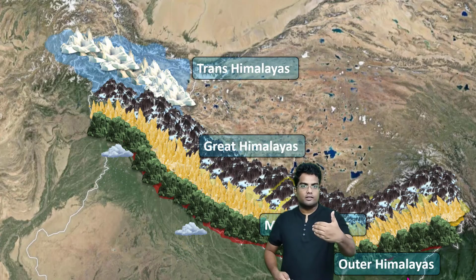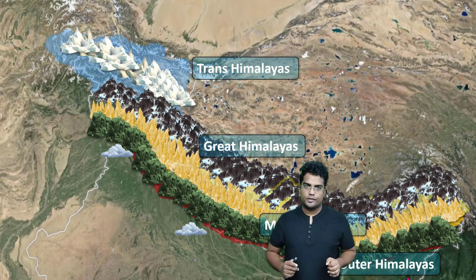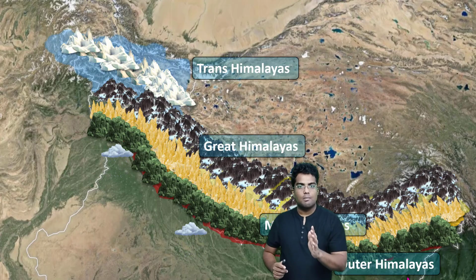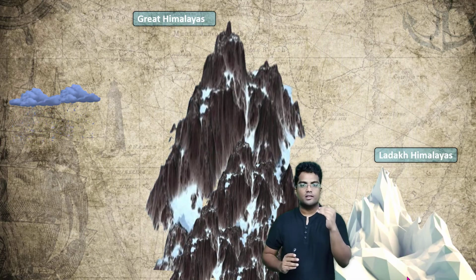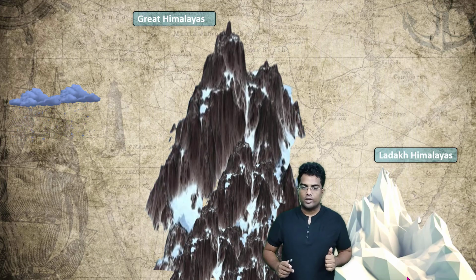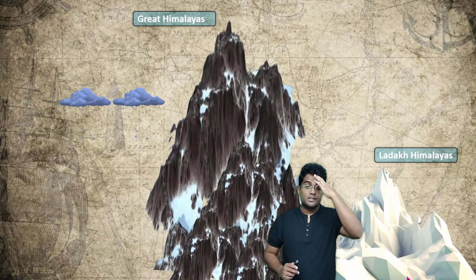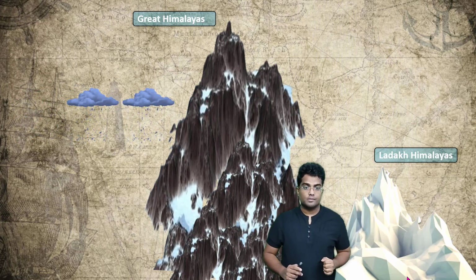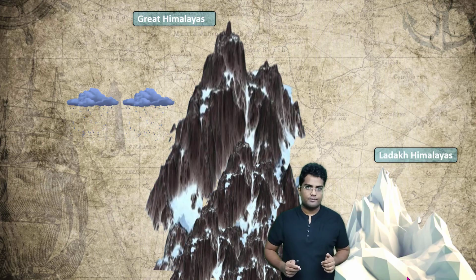But once they reach the Trans-Himalayas, these clouds don't have that kind of moisture. That's one reason. The second reason you have to understand is that the Great Himalayas act as a barrier. The Great Himalayas are quite a bit taller than most of the Himalayas. As you can see, compared to the Ladakh Himalayas, the Great Himalayas are significantly taller, and they actually prevent these rains from reaching the Ladakh Himalayas. So that is why the Ladakh Himalayas and the Zanskar Himalayas are pretty much dry.